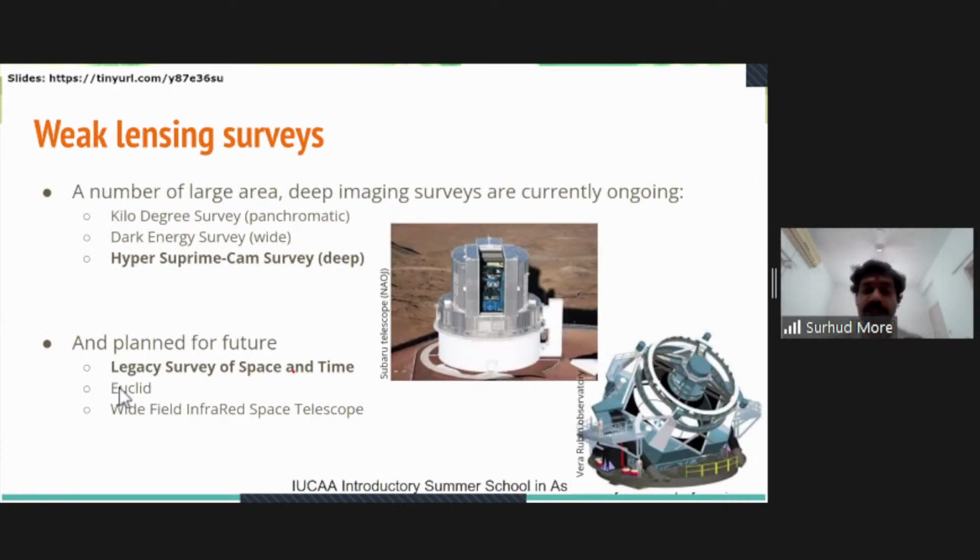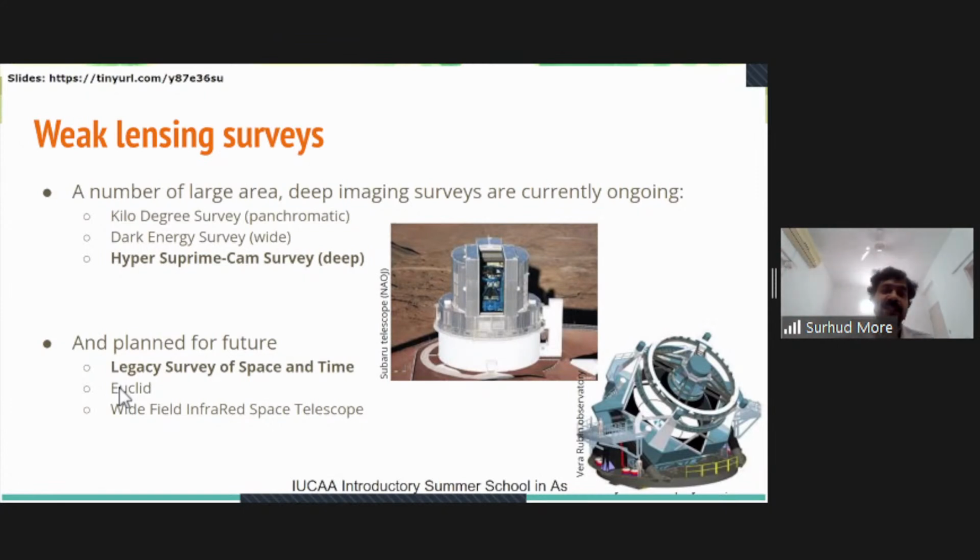So in the last few minutes, I wanted to show you some of the big weak lensing surveys which are being done currently, in order to map out the dark matter distribution in the universe. There are a number of large area deep imaging surveys. There is the Kilo-Degree Survey. This was one of the first of the bigger surveys that are going on. It is panchromatic, which means it has many, many different filters in which it observes the galaxies. So it allows it to figure out precisely which galaxies are located where. That allows them to do very good tomographic reconstruction of matter.